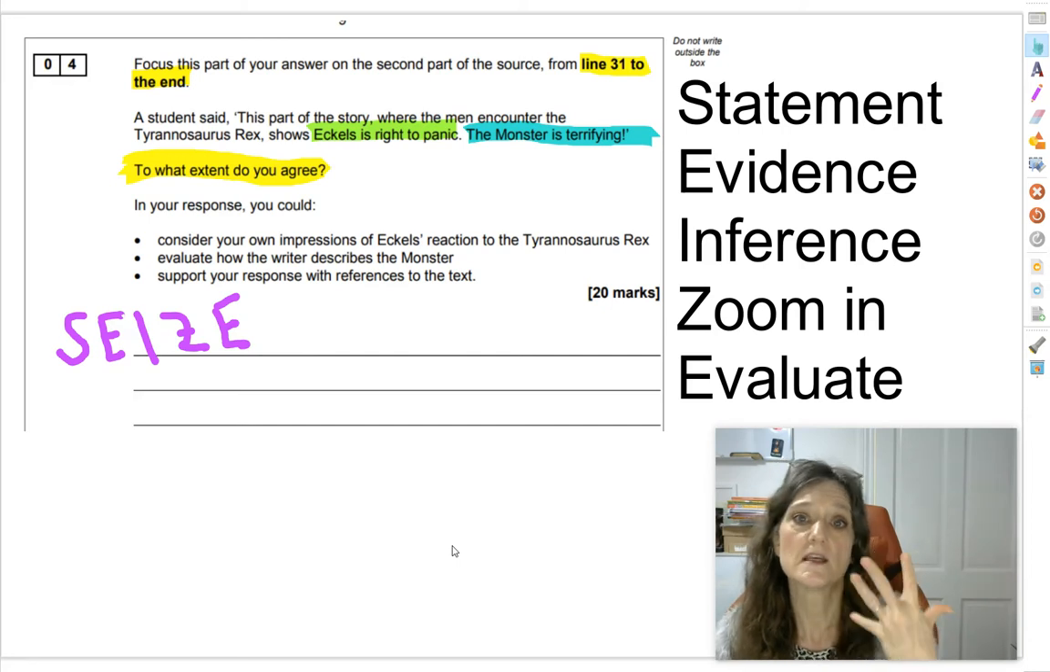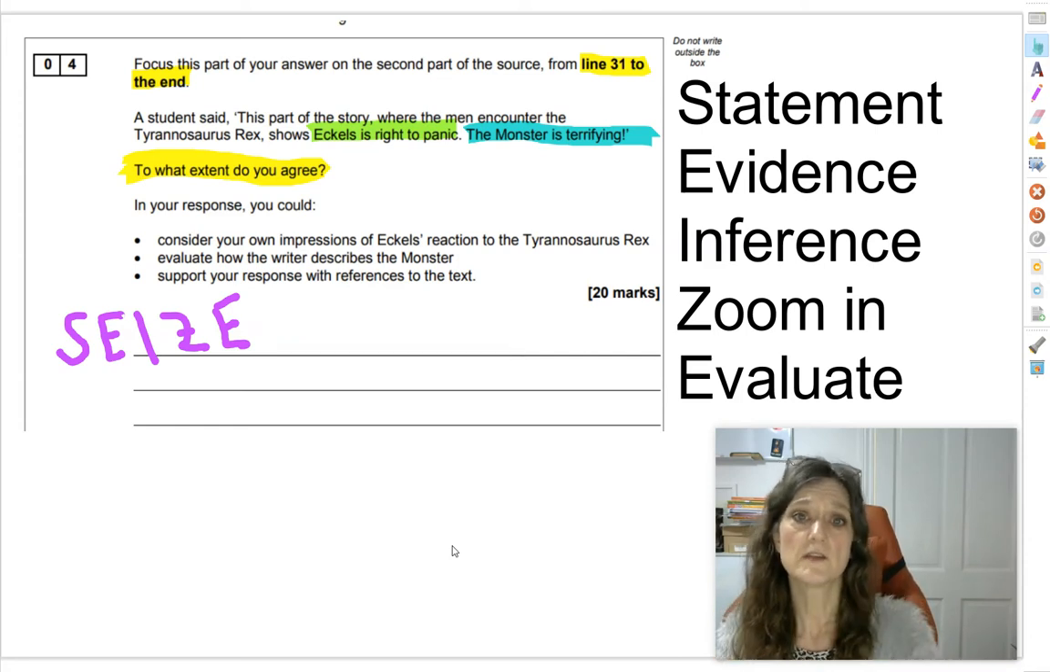Believe me, I have marked hundreds of GCSE papers, and there's still a lot of students skipping over question 4 and spending hours and hours on question 2 and 3, which are only out of 8. Please don't skip out on question 4.